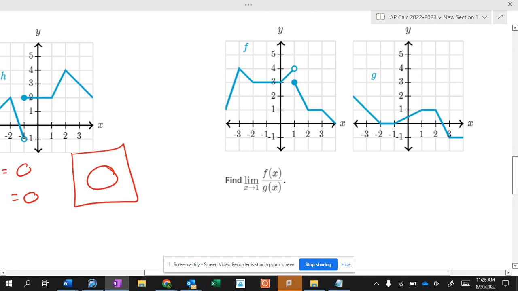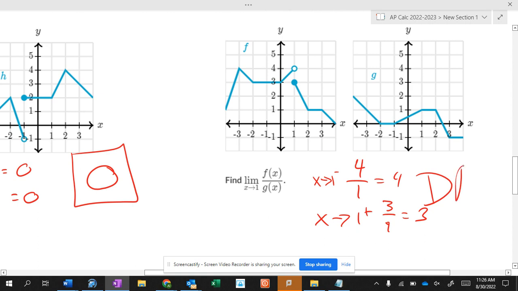As we go towards this one, it's 4 over 1 approaching from the left. X approaches 1 from the left. It's 4 over 1, which is 4. As we approach 1 from the right, it goes to 3 over 1, which is 3. Do they approach the same number? No. So the limit does not exist. Okay? We're getting it?